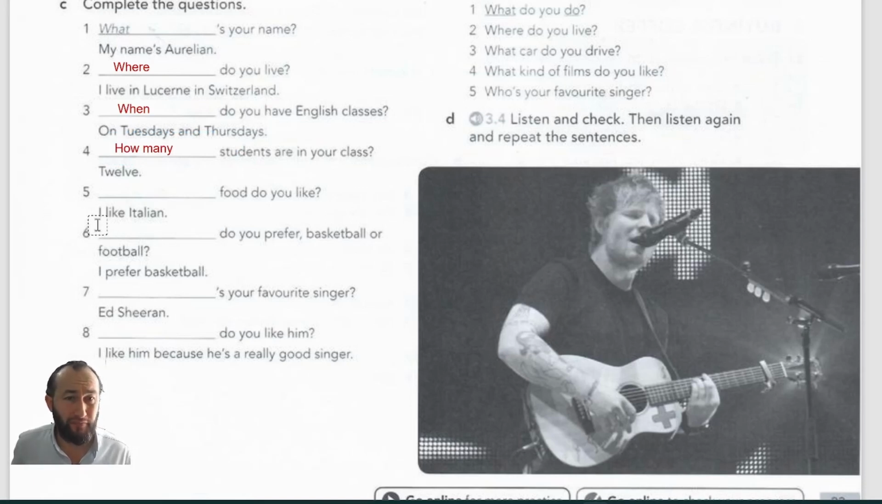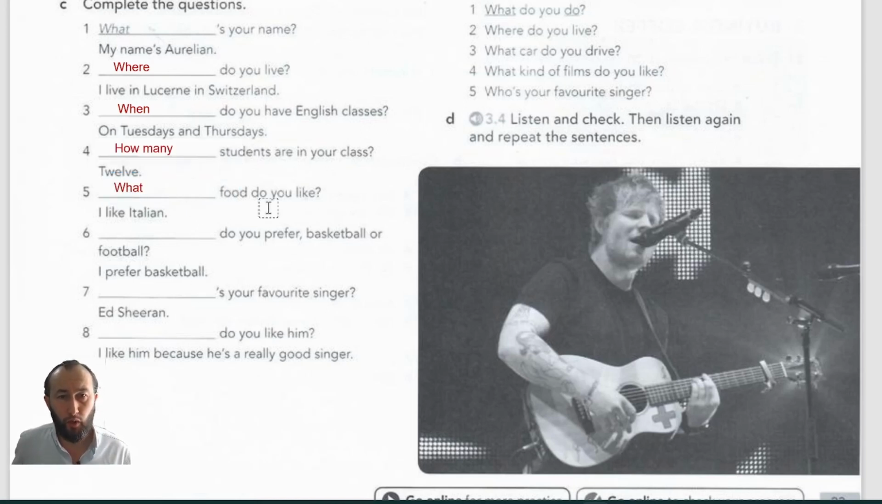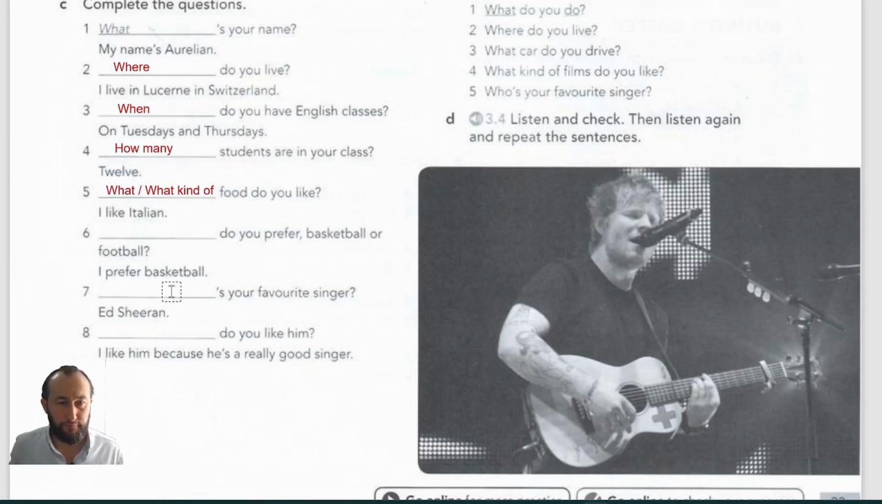Number 5, I like Italian. So we can say, what food do you like? What food do you like? Okay, and then I like Italian. Or we can also say, what kind of food? Maybe I can write here. What kind of food? That's also fine. What kind of food do you like?